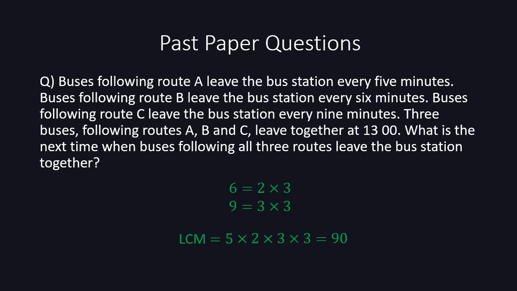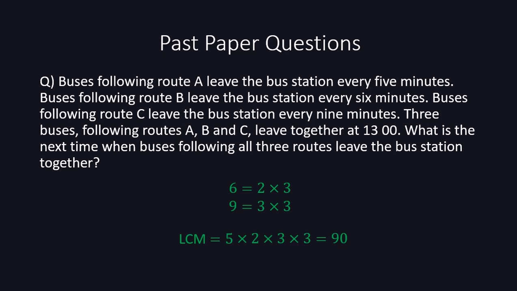However, beware that this is not the answer to the question, because read the last sentence once again. It says, what is the next time when buses following all 3 routes leave the bus station together? So the question does not ask the time it takes for the buses to come together, but it asks what is the next time when the buses are going to be together. So the answer that we have is that every 90 minutes these buses are going to leave the station together.